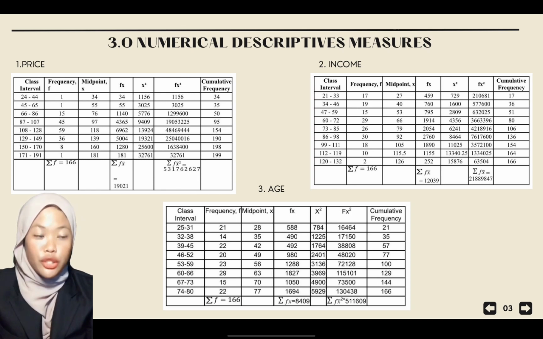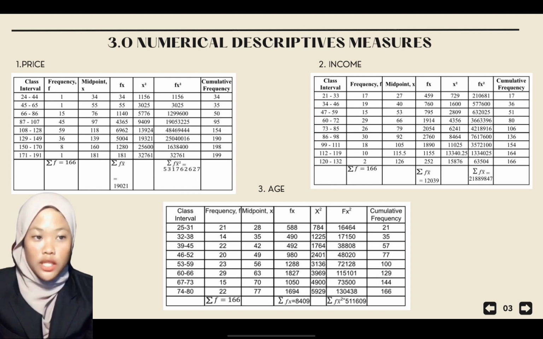And now I am going to explain in detail about numerical descriptive measures. From the dataset, we have selected 4 variables, which is 1 categorical variable and 3 numerical variables. For the categorical variable, we chose urban data, and the other 3 numerical variables include price, income, and age data.